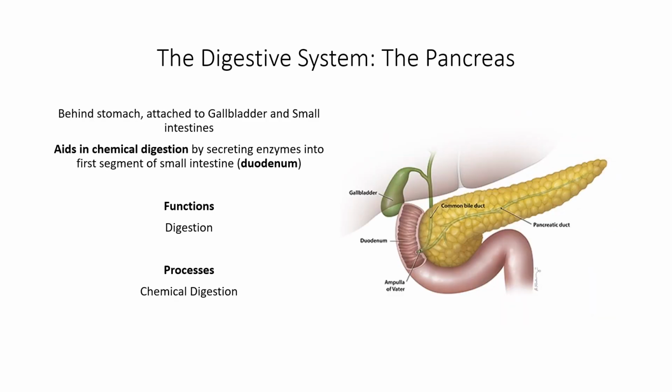So next up is the pancreas. Now the pancreas operates as a gland, and it sits just underneath the stomach, attaching to the gallbladder and the small intestines. It has both an endocrine and an exocrine function. The endocrine function is that the pancreas secretes insulin into the blood to regulate blood sugar levels. The exocrine function is that it secretes pancreatic juices into the duodenum, which is the first part of the small intestines, which helps to further break down food. So the main function here is digestion, and the process is chemical digestion.